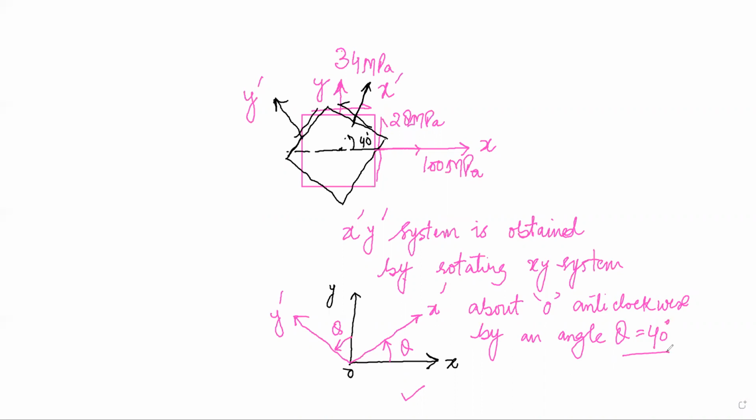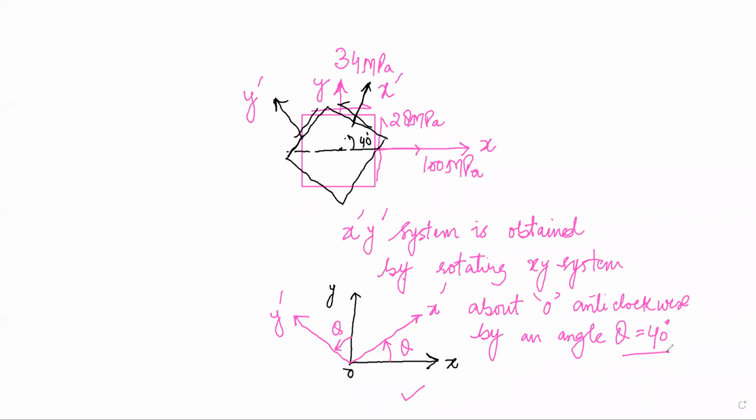Is this correct? Now the question that was in front of us previous time was that we had a stress element in some machine. The stress acting along the x-axis was 100 megapascal. The stress along the y-axis was 34 megapascal. We had a shear stress of 28 megapascal acting. Now the question was how much will be the normal stress and shear stresses on an element formed by rotating this element by an angle theta equal to 40 degrees anti-clockwise about its center.